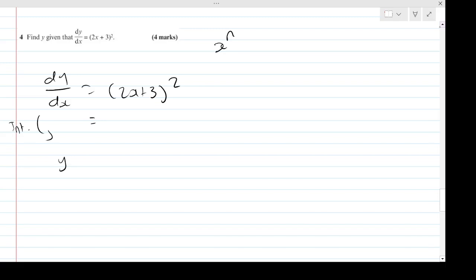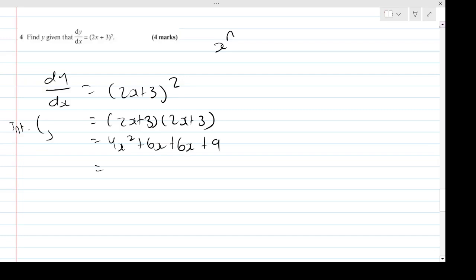So if we expand this, well, that's the same as 2x plus 3 times by itself. Then we just expand this bracket, which will get me 2x times 2x is 4x squared. Then 2x times 3 is 6x. And then 3 times 2x is another 6x. 3 times 3 is 9. Then I can clean this up to get 4x squared, add 12x, add 9. Now I can integrate this, right?